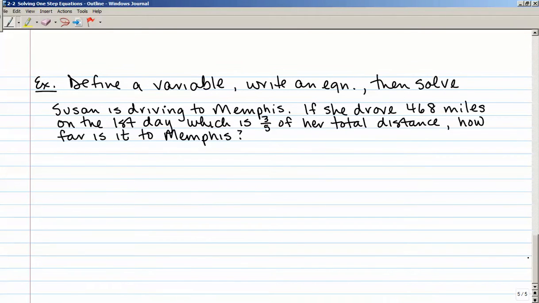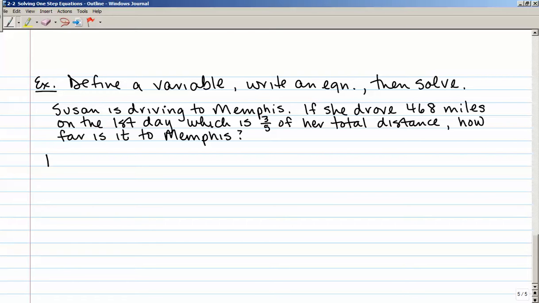And my last example here is a word problem, and this says define a variable, write an equation, and then solve. By defining a variable, that means I need to write a let statement. I need to figure out what it is that I'm trying to find in the problem and assign a variable to that. So let's read the problem. Susan is driving to Memphis. If she drove 468 miles on the first day, which is 3/5 of her total distance, how far is it to Memphis?